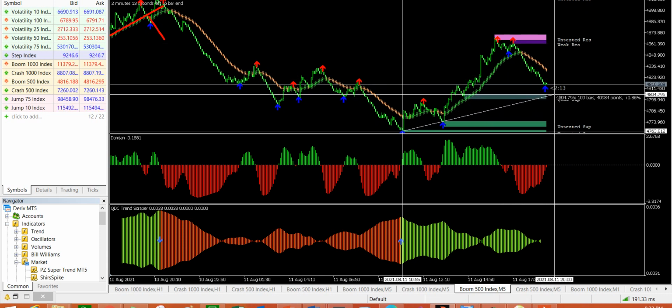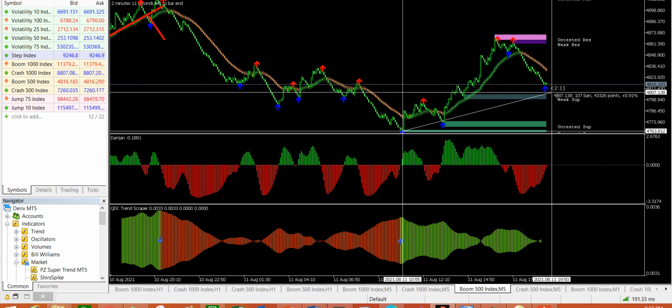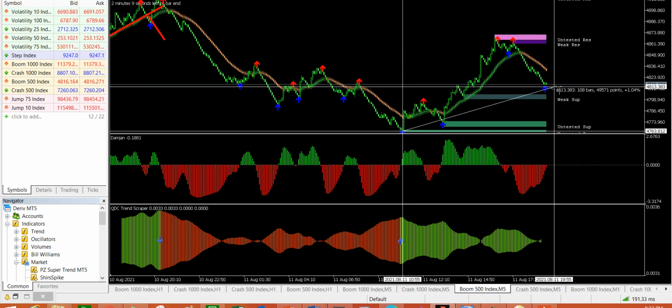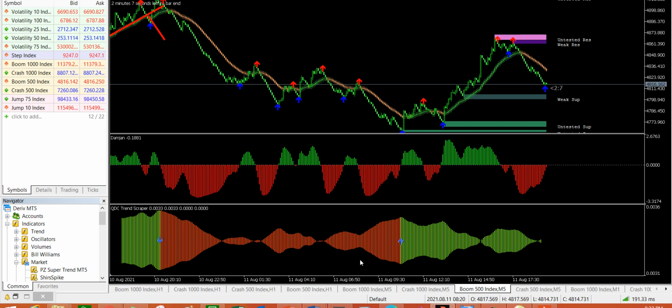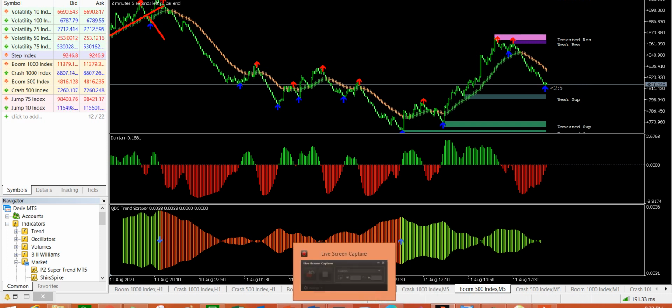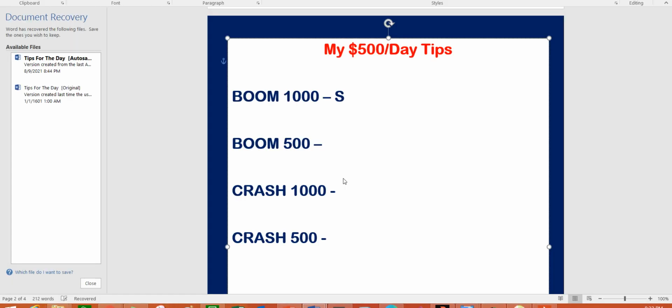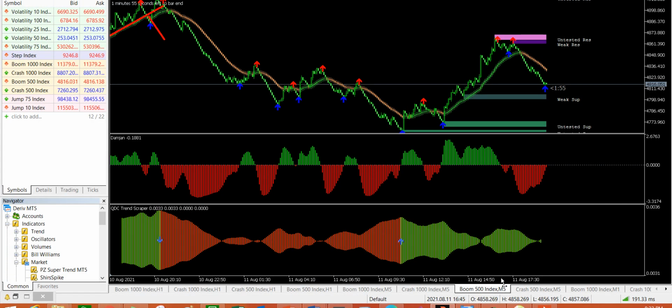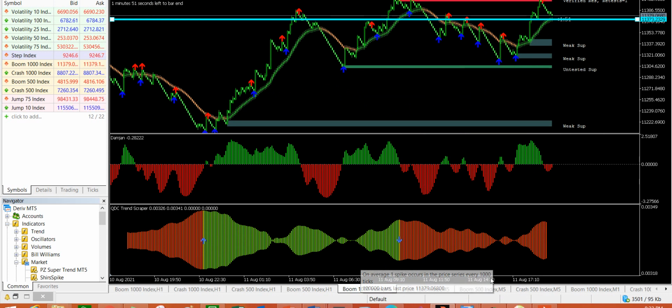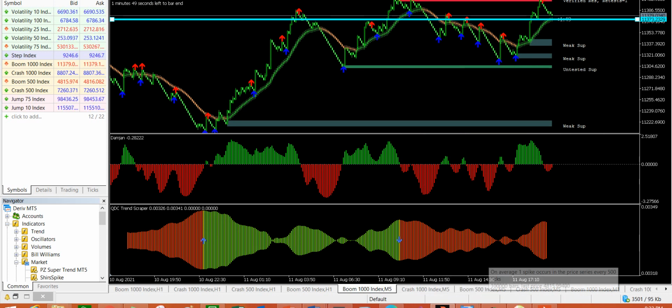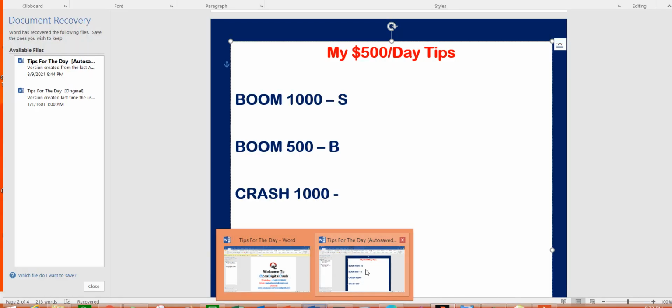Okay, more especially right now that it is approaching this support region. So it is going to be a buy for Boom 500. Okay, so we'll be checking out Crash 1000 right away.